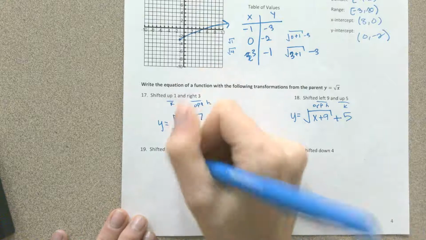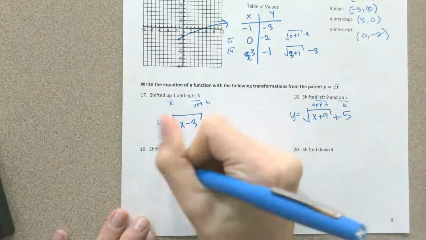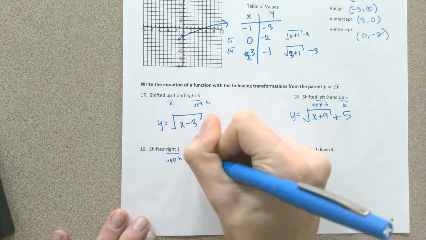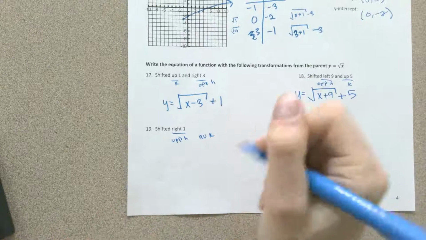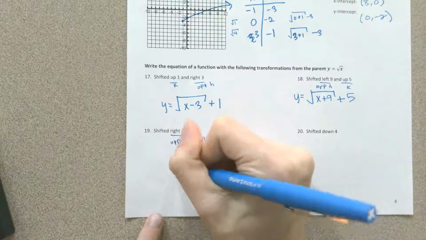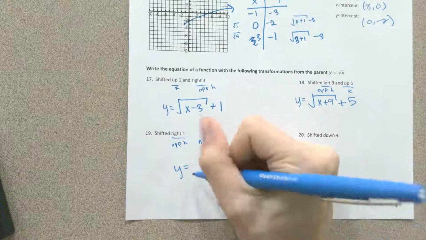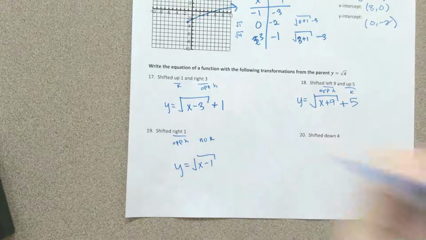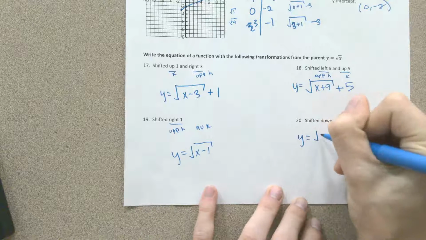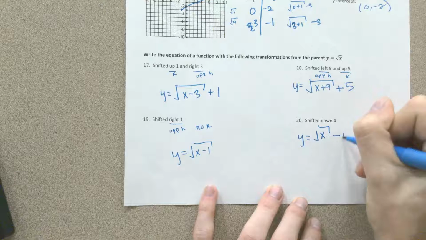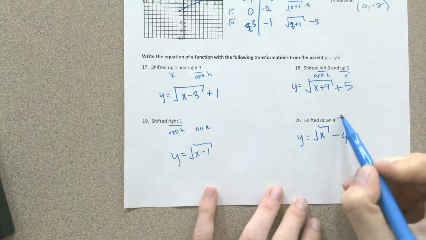Okay, shifting right 1 is going to be the opposite of h, and we have no k, so we can just leave it out. So here I have y equaling the square root of x minus 1. Shifting down 4, we're going to have the square root of x minus 4, right? This is my k.